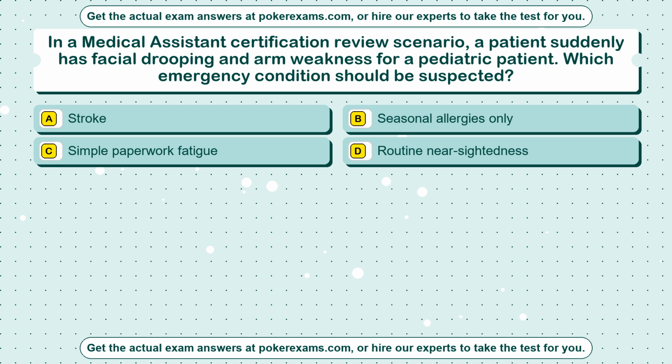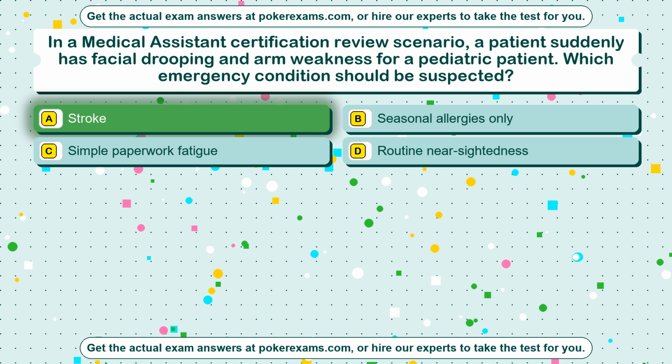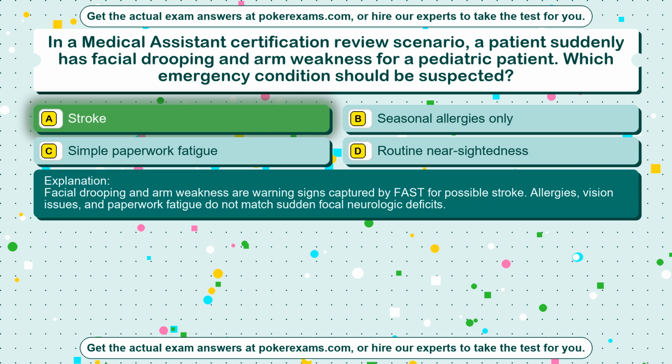Option D, routine nearsightedness. The correct answer is option A, stroke. Facial drooping and arm weakness are warning signs captured by FAST for possible stroke. Allergies, vision issues, and paperwork fatigue do not match sudden focal neurologic deficits.